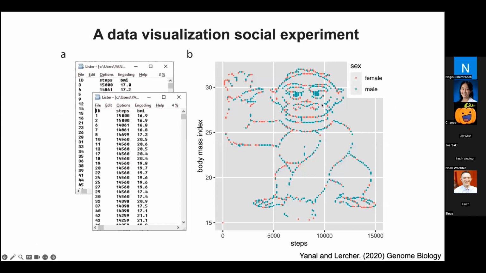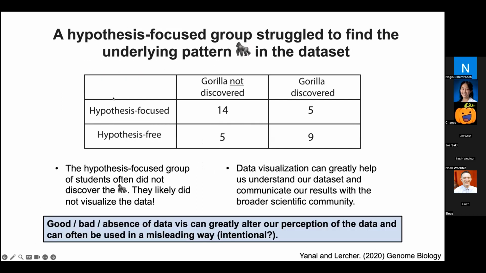This is fake data, just for full clarity, this is not real data. But the point being that in the hypothesis focus group, 14 out of 19 did not find the gorilla because they didn't plot the data, right? And some of the hypothesis-free groups still didn't plot the data, possibly because it's a pretty small data set. They might have just run the correlations and tests that the hypothesis group did anyways, but more of them did end up finding the gorilla by plotting the data.